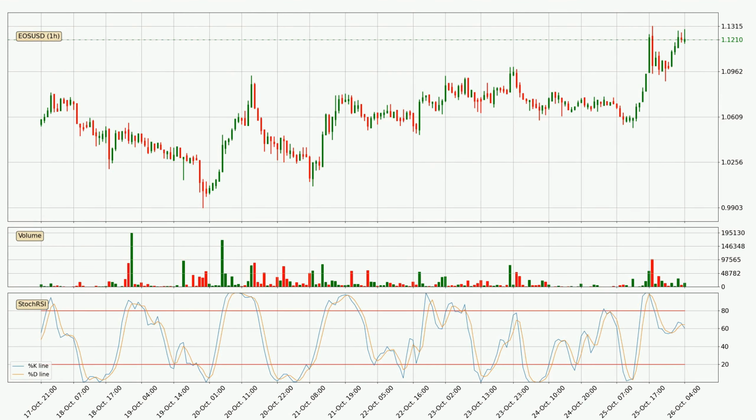Looking at the hourly stochastic RSI, the stochastic RSI currently shows no overbought or oversold conditions, but the %K line is below the %D line, which means the current trend is on the downside.